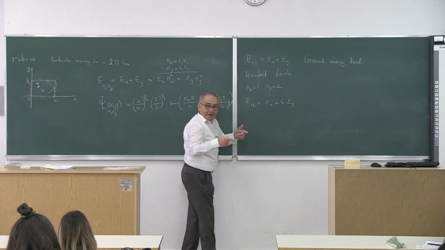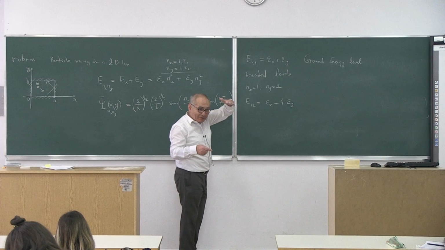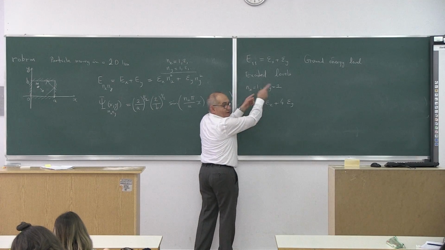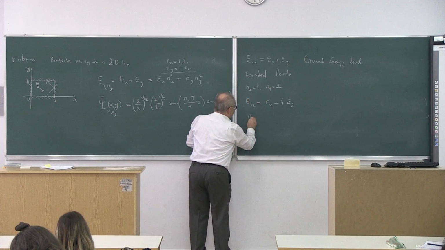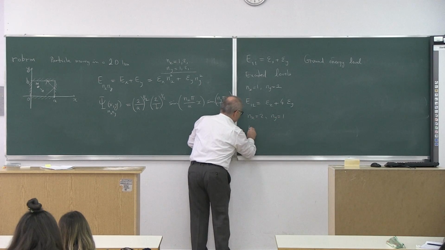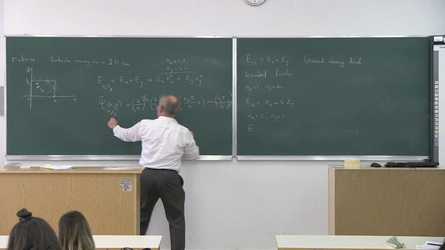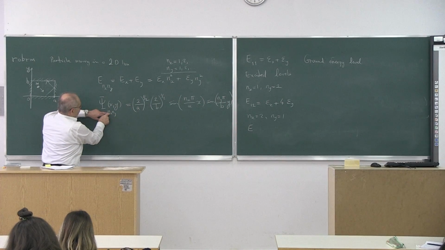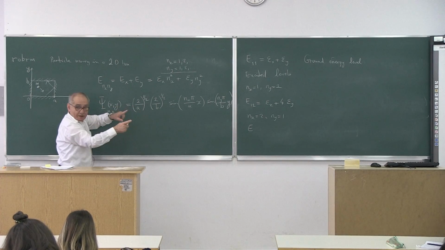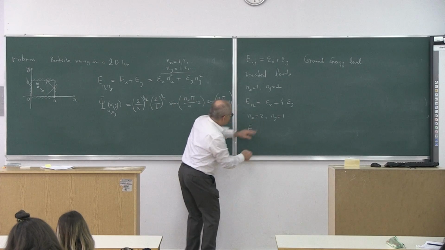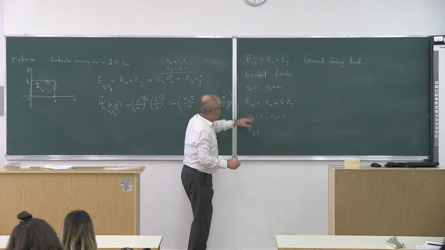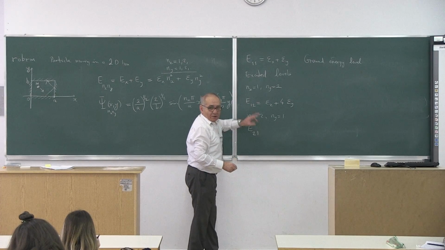Now, another candidate for the first excited state is if I select these numbers in the reverse manner. So if I select nx is 2 and ny as 1, then my notation according to this, notice first index is nx and the next one is ny. So I write first 2, this one, and then 1. 2, 1. This is 1, 2. This is 2, 1.